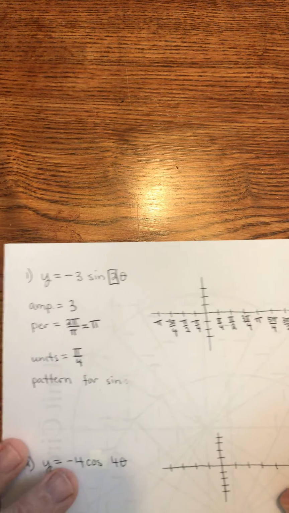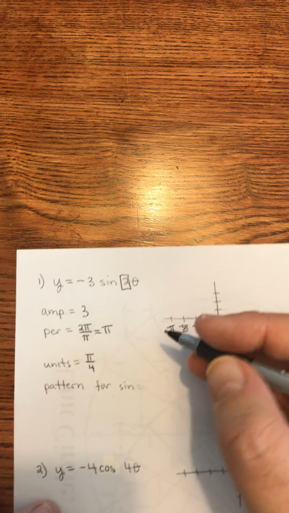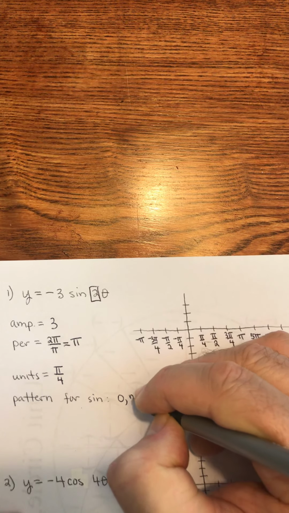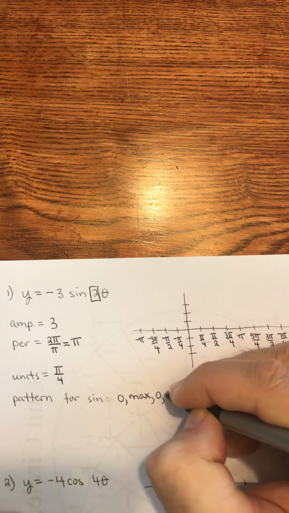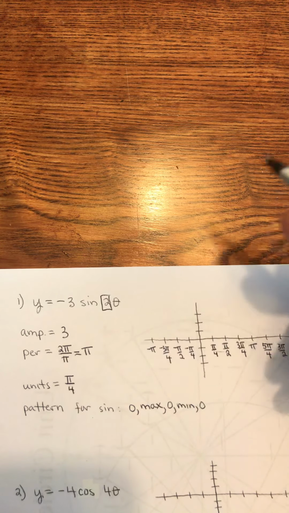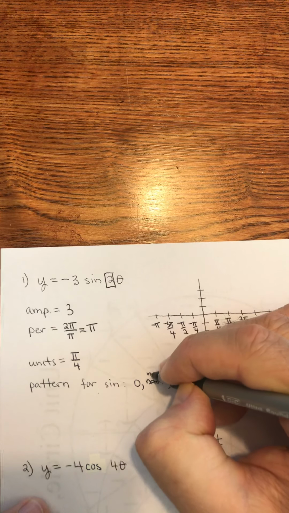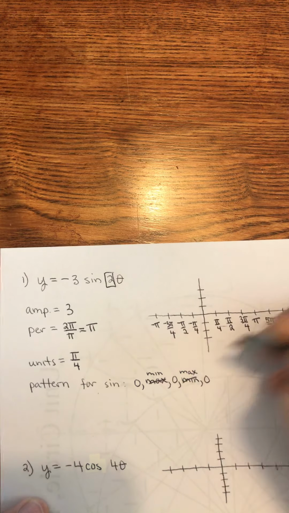And remember, pattern, the sine has a pattern, the cosine has a pattern. The pattern for sine is 0, max, 0, min, 0. Now that's the pattern if there's no reflection, but there is a reflection here. So everything above the x-axis will be flipped below. So every maximum becomes a minimum, and every minimum becomes a maximum.